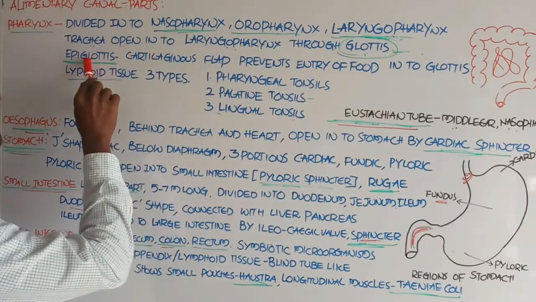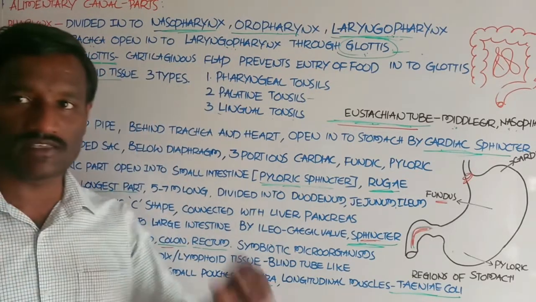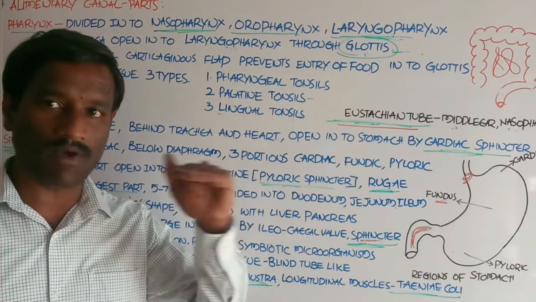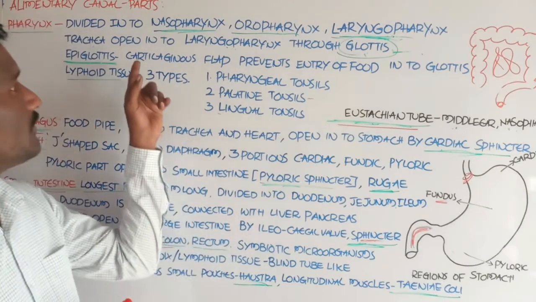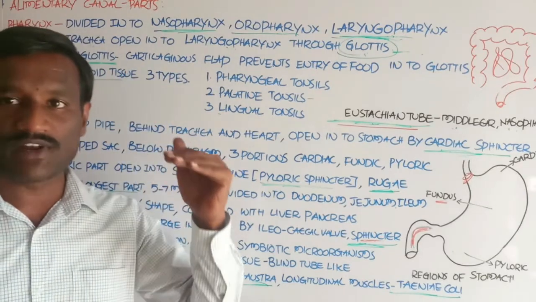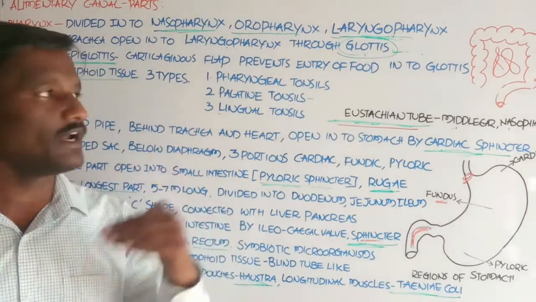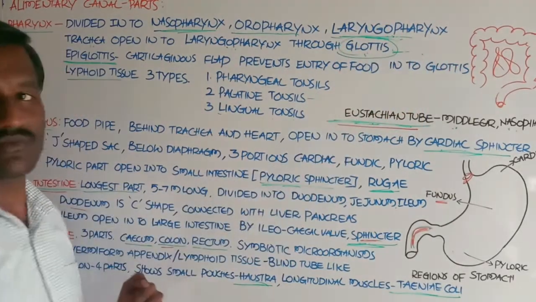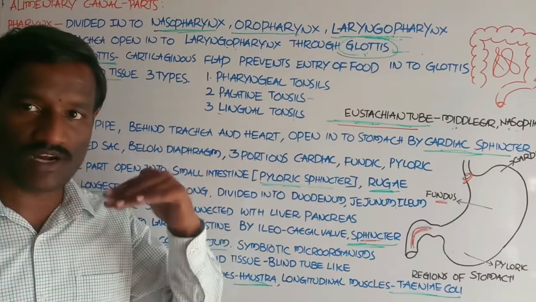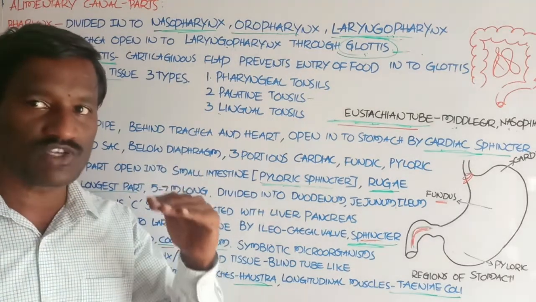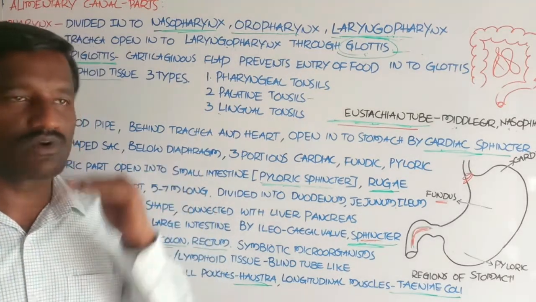And you know the epiglottis. The glottis is covered with a flap, a plate-like arrangement, a cartilaginous flap. It prevents the entry of food into the glottis. The epiglottis prevents the entry of food into the glottis at the time of swallowing or deglutition.